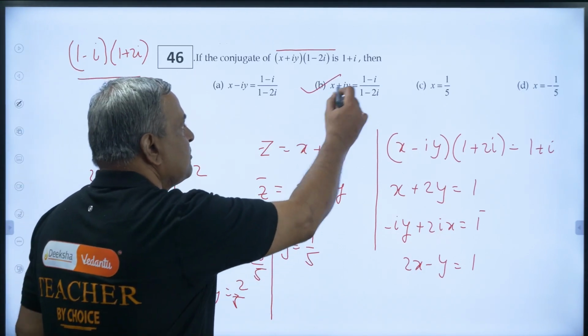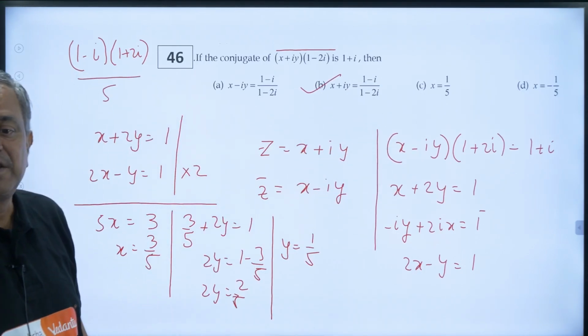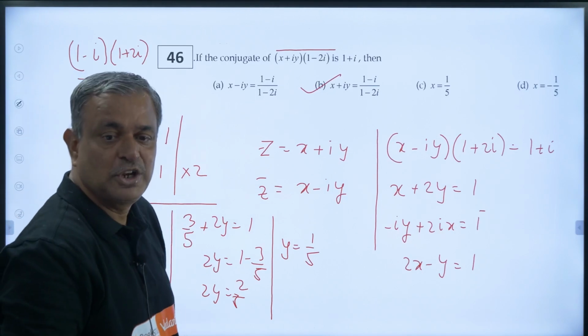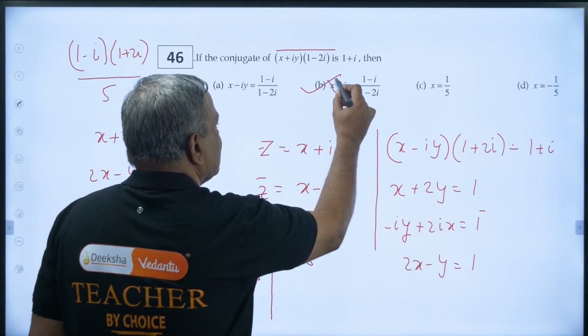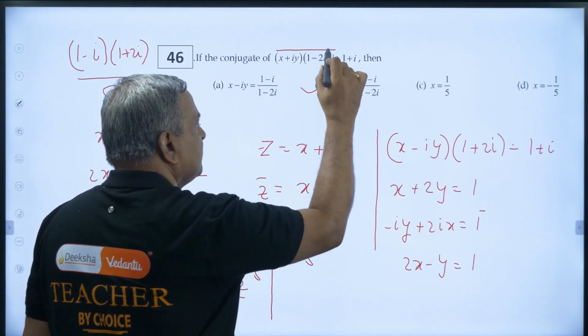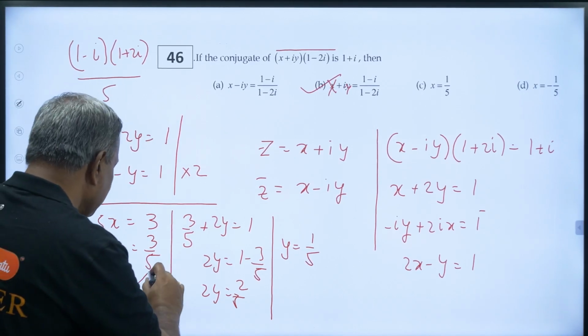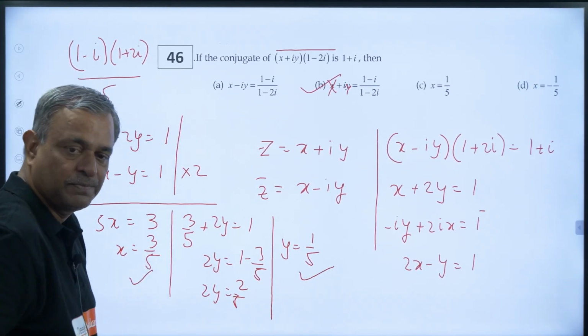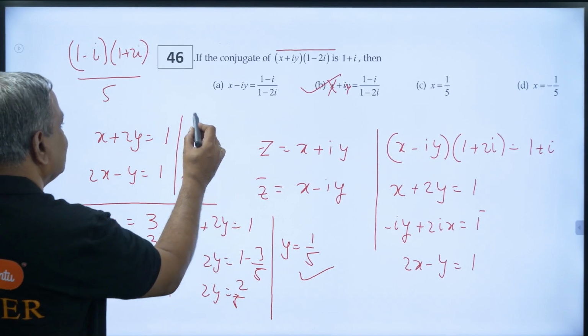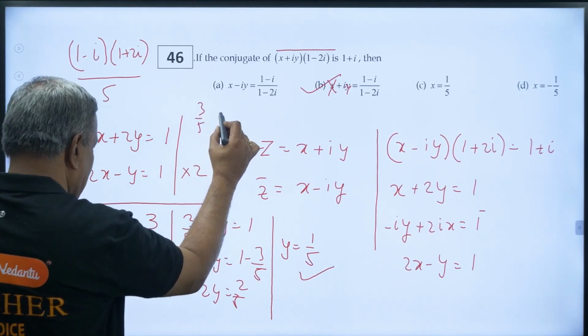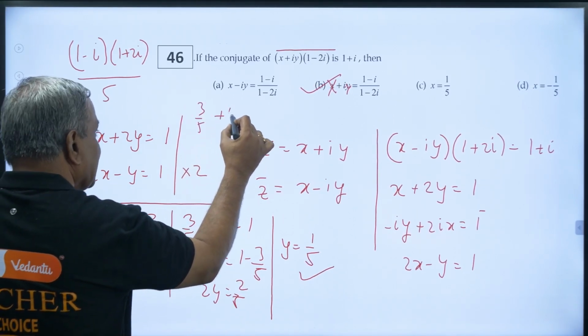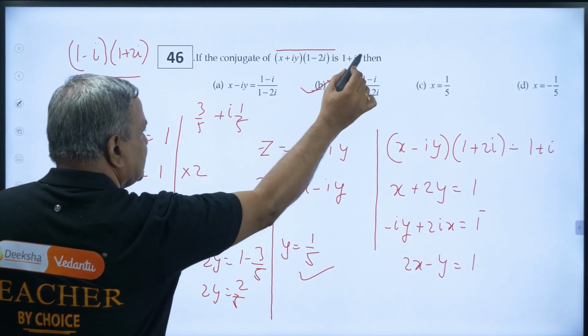They are given in the form x plus iy is equal to (1 minus i) by... Actually they should not write like this. They write capital X plus i capital Y, which is the conjugate of a complex number. So the x value is 3 by 5, the y value is 1 by 5. So the resultant answer is 3 by 5 plus i times 1 by 5, which matches with option B.